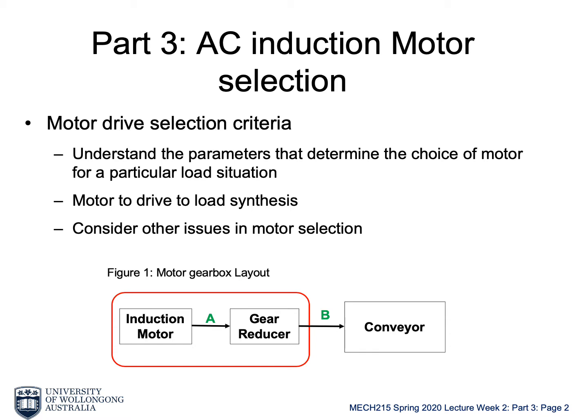First is to understand the parameters that determine the choice of your motor, such as power, speed, or torque requirement. The second step is to do the calculation, actually being able to convert the information from the workload side and calculate it back to the information from the motor side. So the motor to drive load synthesis. And the last step is to consider other issues like environmental issues, dust, moisture, and other related issues for the selection of the motor.